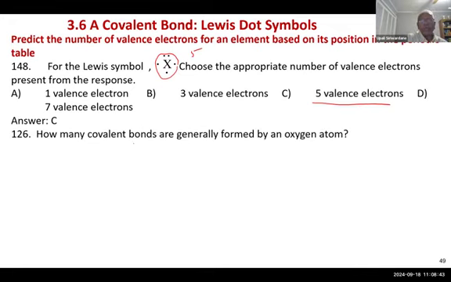How many covalent bonds are generally formed by an oxygen atom? You go to the Lewis structure. Oxygen has two single electrons, therefore 2 is the correct answer. The Lewis dot symbol shows the number of bonds.